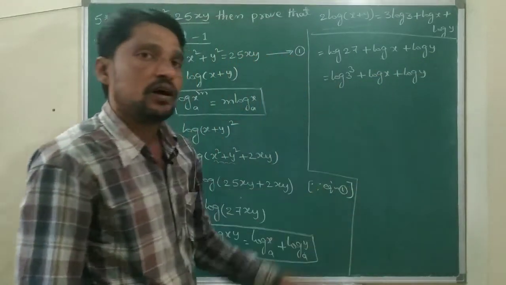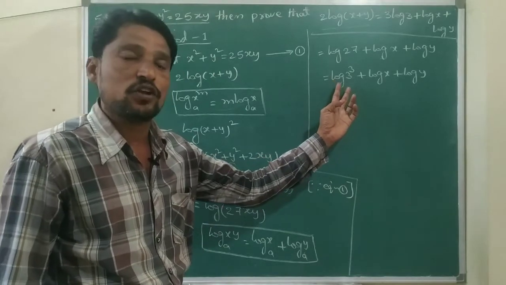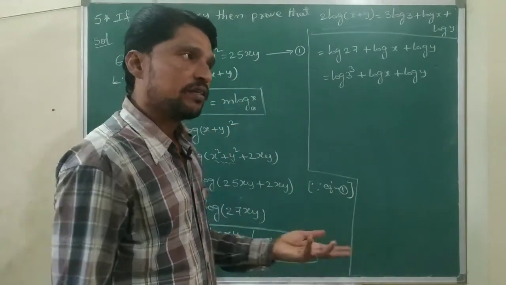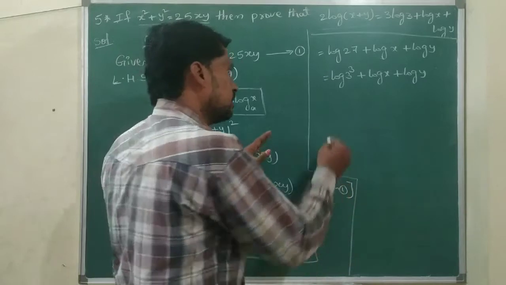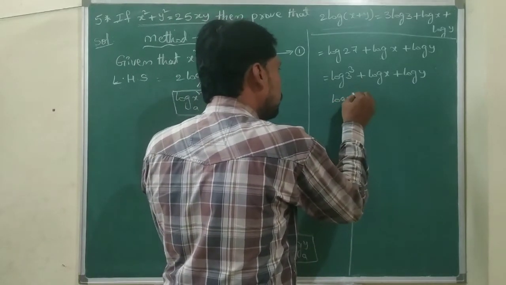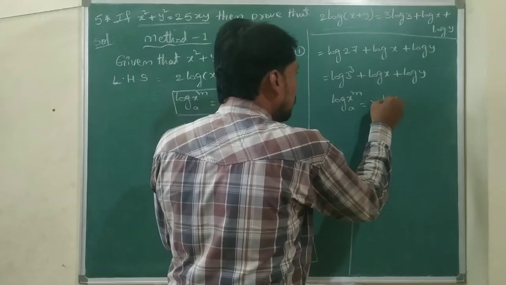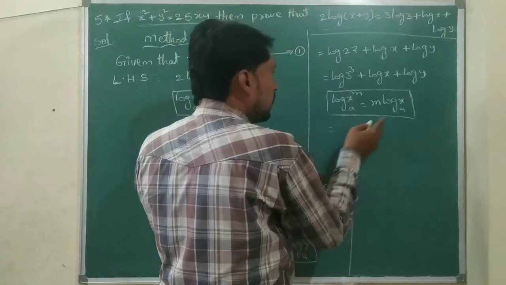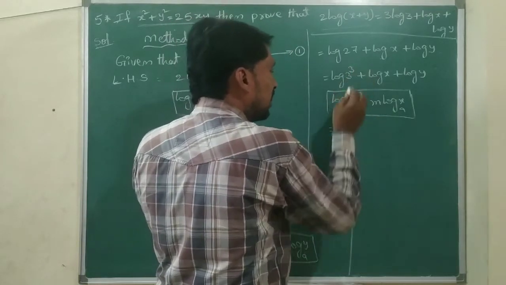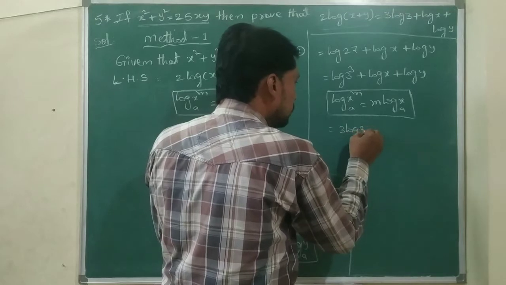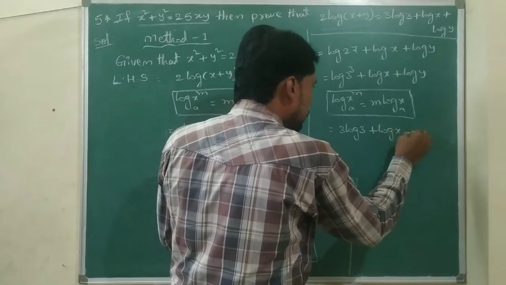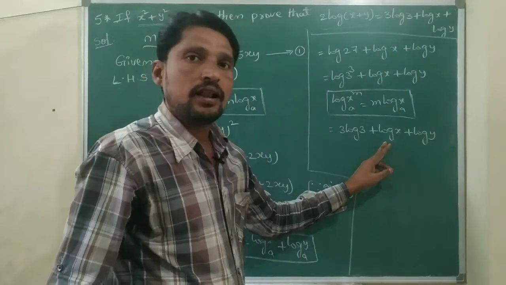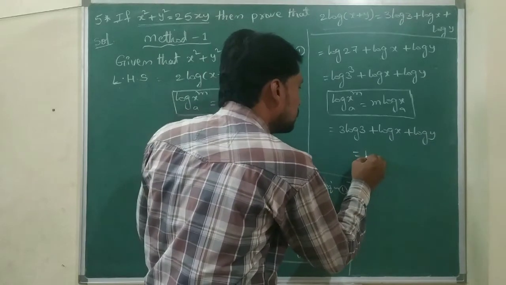So it is of the form, here one more rule we need to follow. What is that rule? That is the power rule. So what is the power rule? Already you know, yes, that is log x power m to the base a equal m log x to the base a. So m value is 3: 3 log 3 plus log x plus log y. So 3 log 3 plus log x plus log y, it is RHS or not.